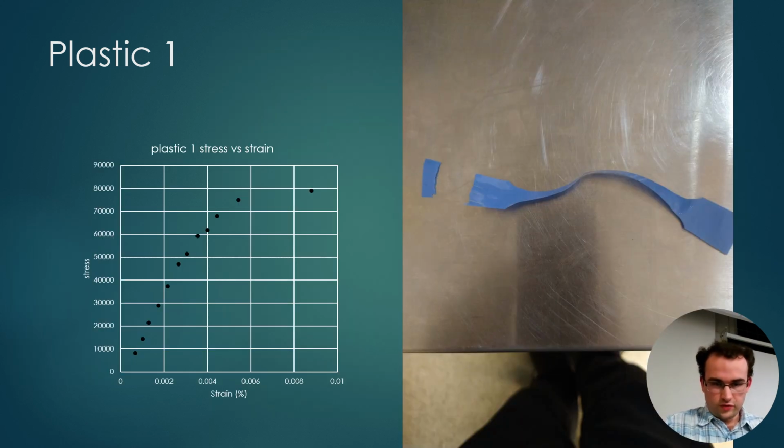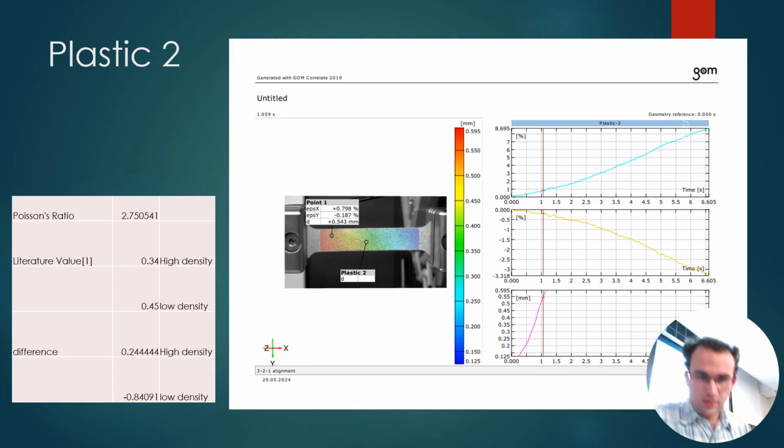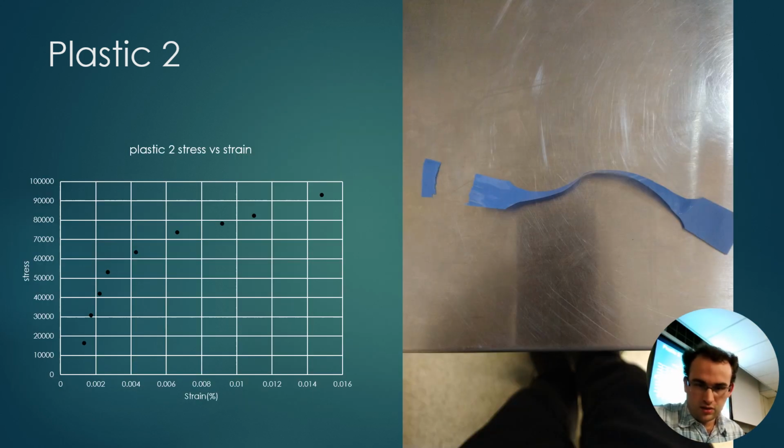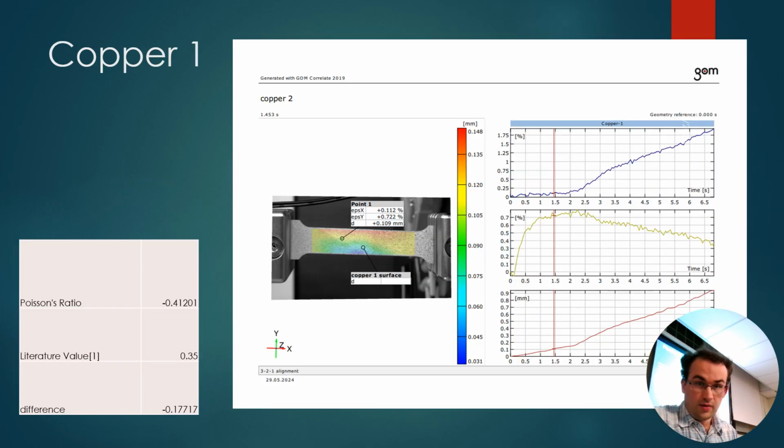Here we have our first stress versus strain graph showing a plastic broken up through grip tightening. Here we have a corrected plastic variation with strain on the x-axis, strain on the y-axis, and the displacement, all showing a Poisson's ratio, comparing it to the difference between the literature values and the high and low densities. Here we have plastic 2 stress over strain graph that was taken from the videos recorded from the lab.